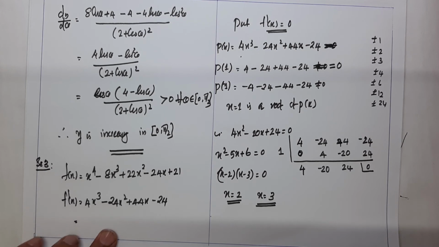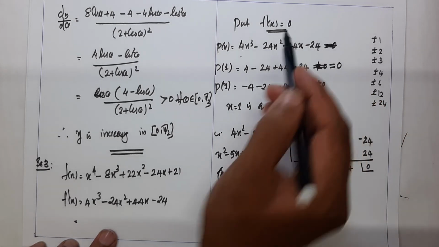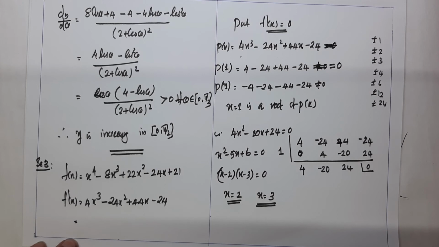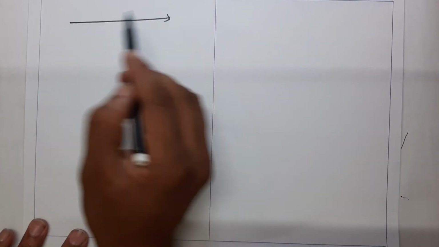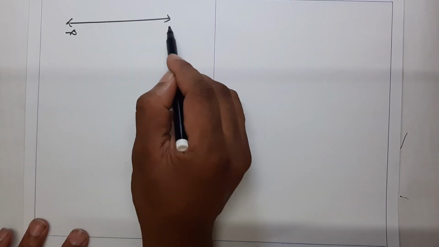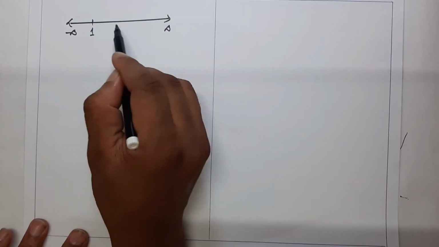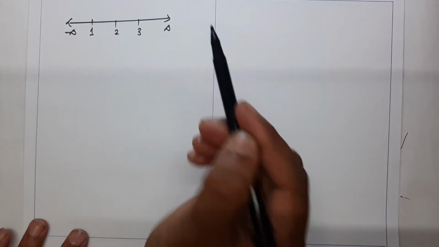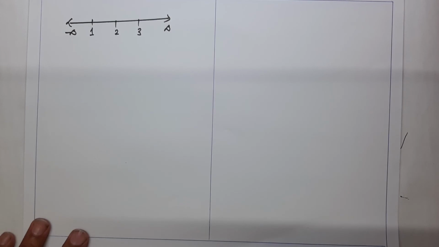Okay, therefore the roots of the third degree polynomial equal to 0 are x is equal to 1, x is equal to 2 and x is equal to 3. Now we mark these 3 roots on a real line, from minus infinity to plus infinity. Our first root is 1, second is 2 and third root is 3. Now we collect the intervals.